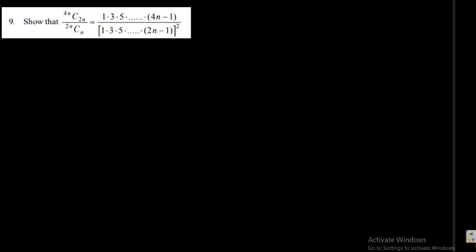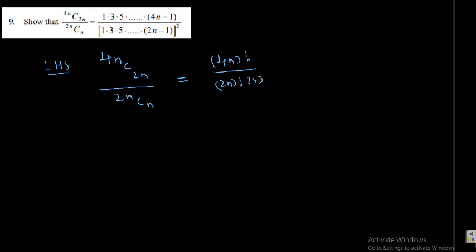So today's first problem is 4nC2n divided by 2nCn equal to something. So I want to take the LHS part first. That is 4nC2n by 2nCn. According to the formula, 4n factorial by (4n minus 2n), that is 2n factorial into 2n factorial, by 2n factorial by (2n minus n) factorial into n factorial.